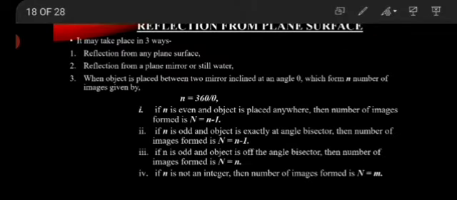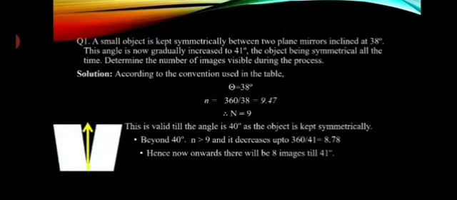Now here we do not get a perfect integer, so what we'll be doing is rounding off the number of images formed. As we get here the small n's value is 9.47, we'll round it off to 9. So the number of images formed is 9.